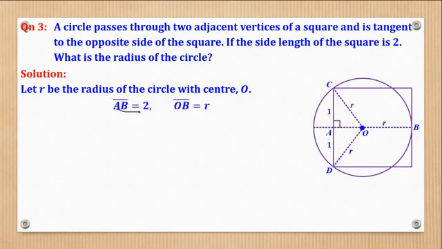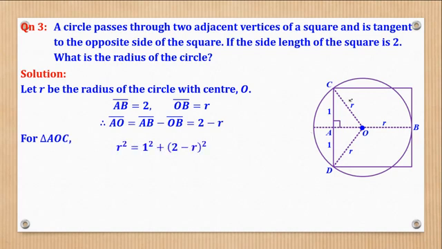Now, remember, AB is 2. From here to here is 2, but from here to here is R, meaning this balance will be 2 minus R. And when I have those, I can now use Pythagoras theorem, where this squared is equal to this squared plus this squared.